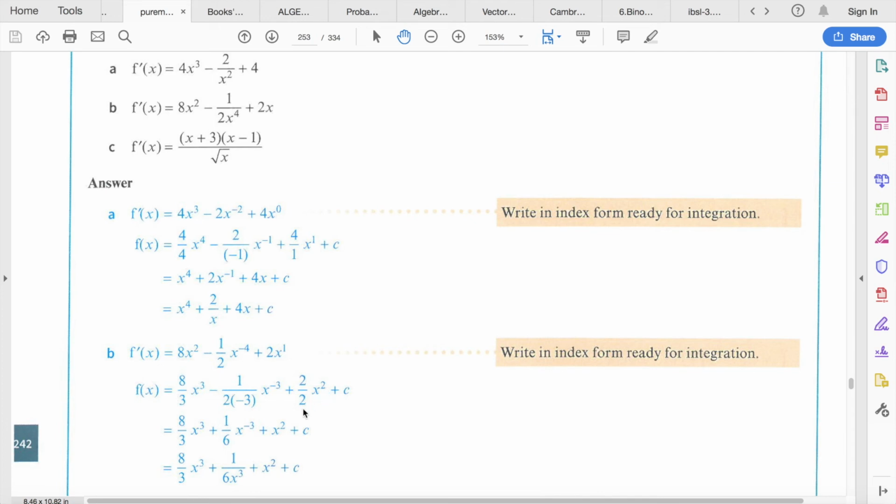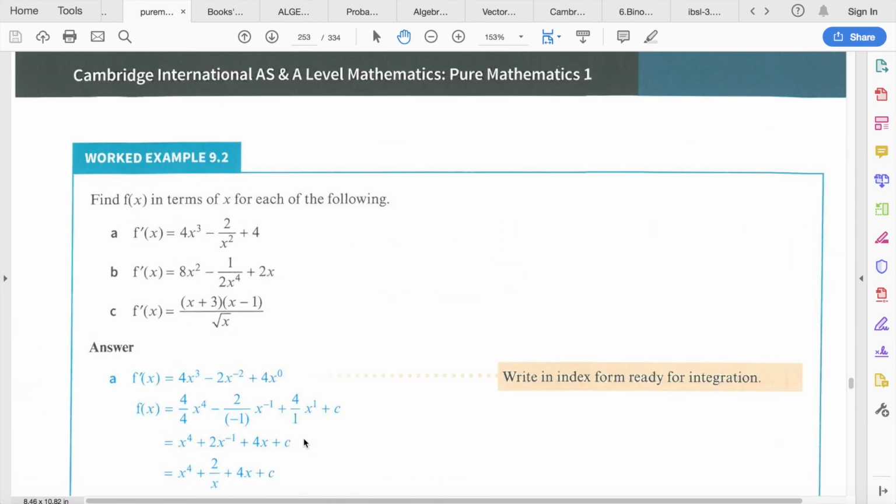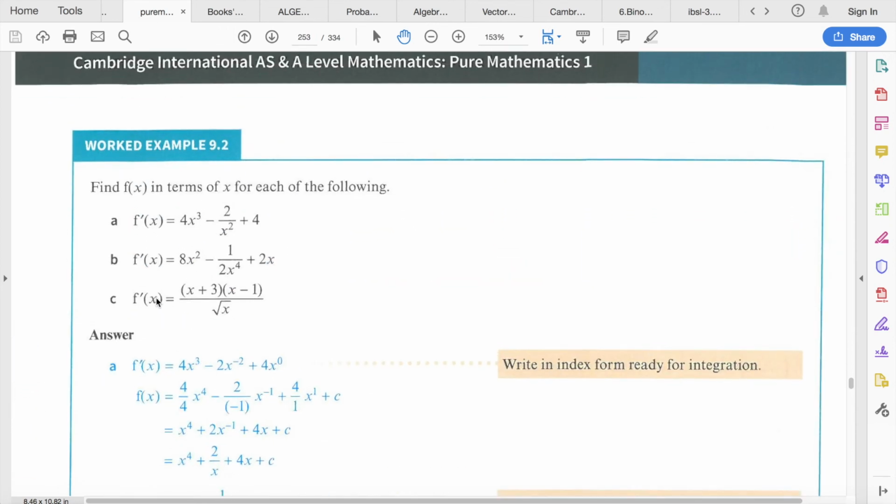So x to the power of, it is different integration, sorry. Then you have a constant 2 which is in its own place. Then you simplify 8 over 3 x cubed. So 2 times minus 3, you have a negative becomes positive. X negative 3, 2 cancel out each other. X squared plus c. And last case, differentiation is x plus 3 times x minus 1 over radical x.